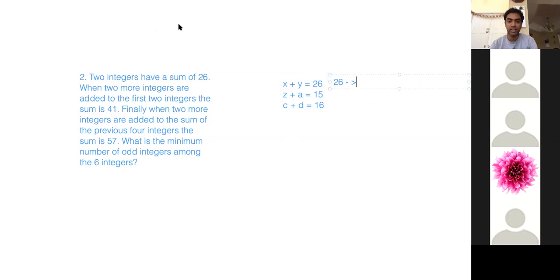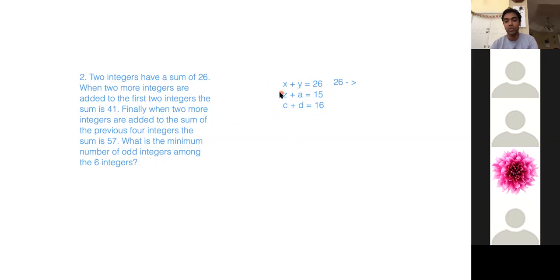So the key trick here is to look at the sums. The first 2 integers sum to 26. When 2 more are added to the first 2 integers, it's 41. So the 2 numbers that were added sum to 15. And when 2 more integers are added, the sum went to 57. So that increased by 16 more between 41 and 57. Now if I have an even sum of 2 numbers, the 2 numbers can be even, right? But to have the minimum number of odd integers, I could set both of them that sum to 26 to be even. As Ishan said, it could be like 20 and 6. Again, 2 numbers that add up to 16 could be 12 and 4.